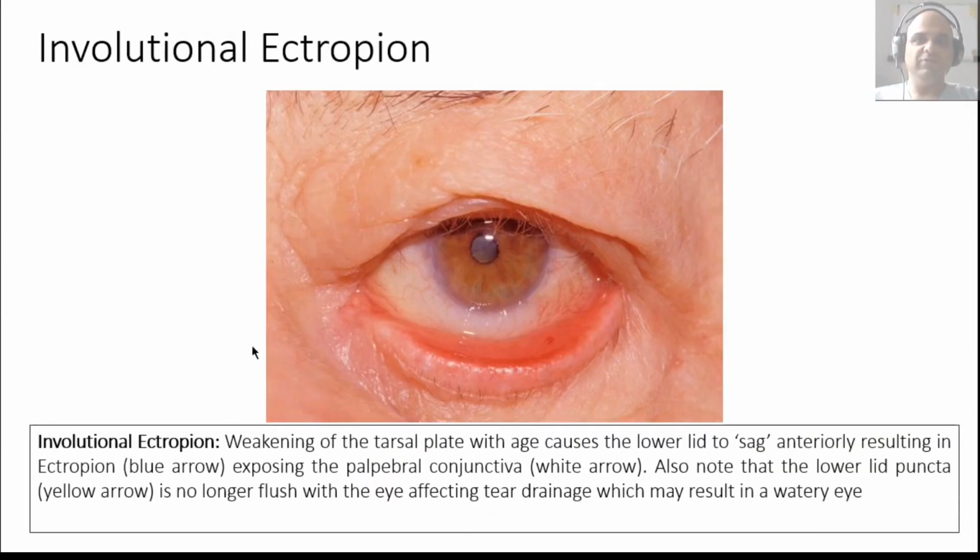This is involutional ectropion, and as you can see most of the palpebral conjunctiva because the lid margin has fallen anteriorly. This is because of age-associated weakness of tissue, which is further compounded by rubbing or excessively pulling the lid. One of the consequences of ectropion is that your punctum is no longer flush against the eyeball and can no longer drain the tears appropriately away from the eye.